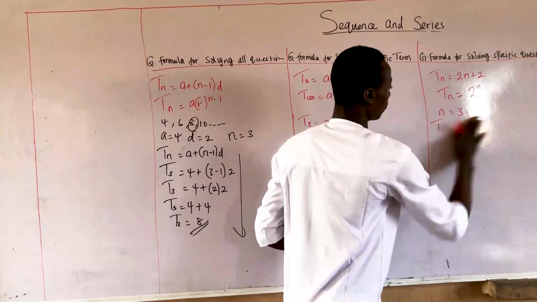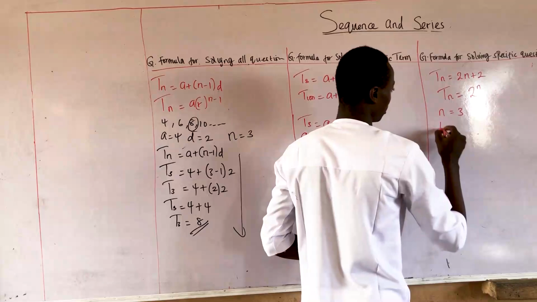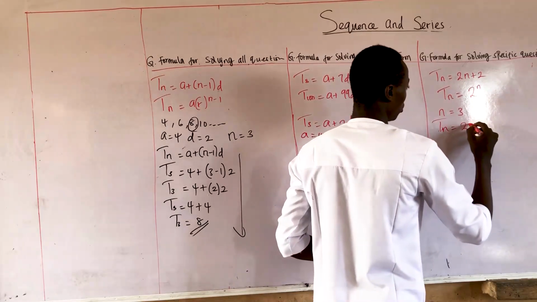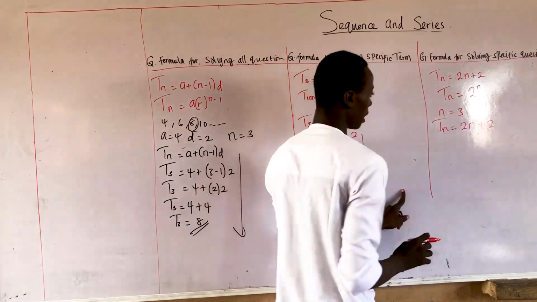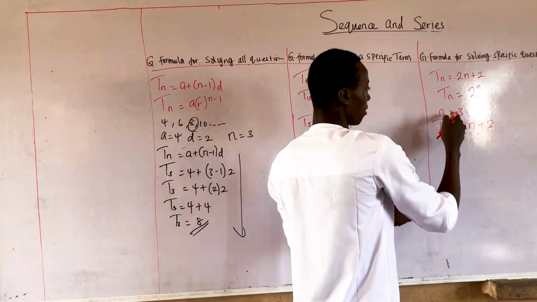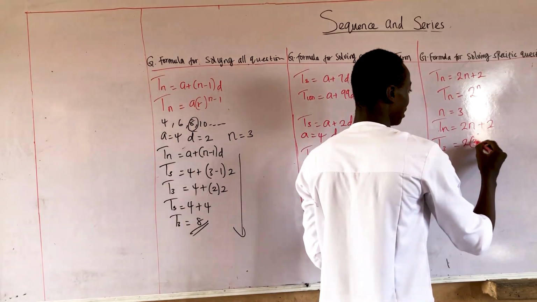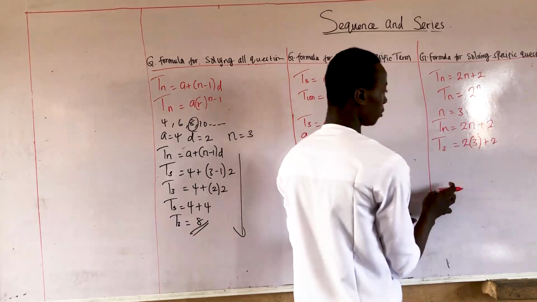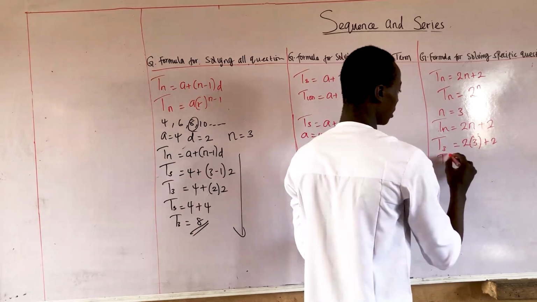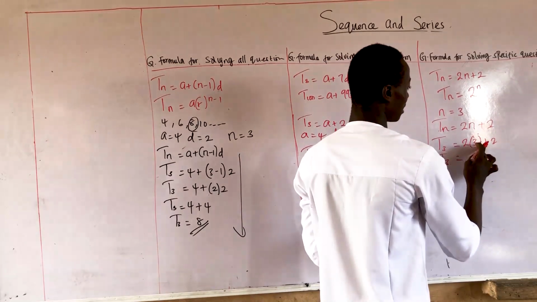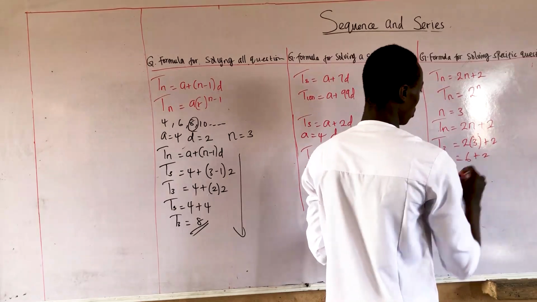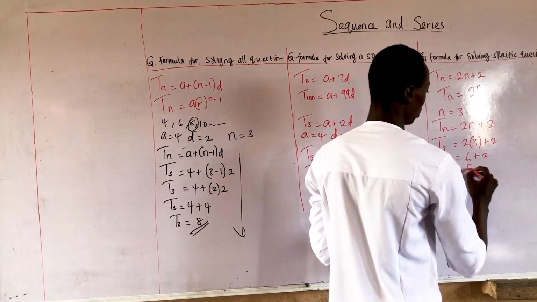Or let me rewrite the formula so you understand what I am writing. So Tn is equals to 2n plus 2, right? So we substitute n for 3. We have T3 is equals to 2 open bracket 3 plus 2, right? So T3 is equals to 2 times 3 is 6 plus 2. So T3 is equals to 8.